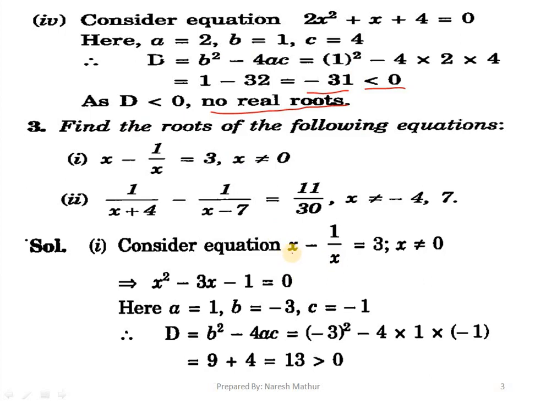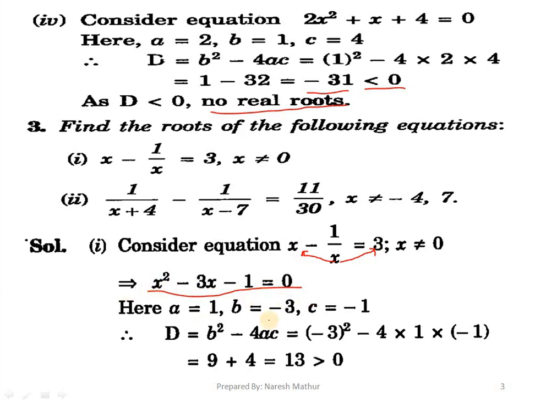First we'll simply take the LCM. x and x will multiply with this x, it will become x square. x square minus 1 upon x equals 3. Then this x will multiply with this 3 and it will become x square minus 3x minus 1 equals 0. After the transposition we get this quadratic equation.